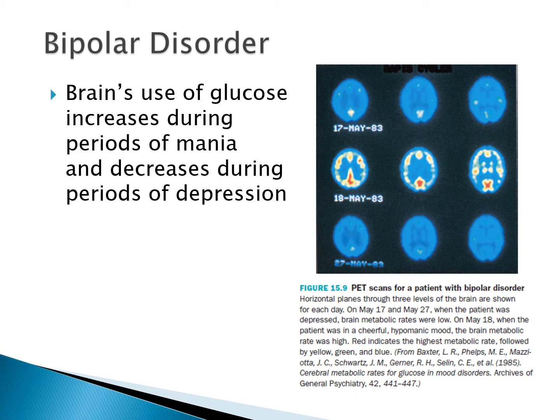These are PET scans of a person with bipolar disorder. May 17th, 83, they have depression. May 27th, 83, they have depression. May 18th of 1983, they have the mania part of that. And you can see a lot of blue in the states of depression, that there's less brain activity overall in comparison to the quote normal brain.